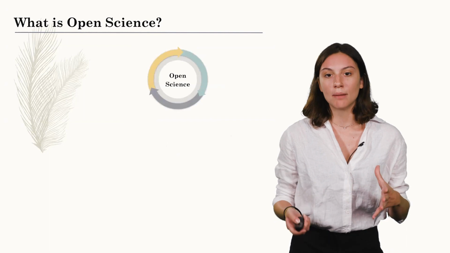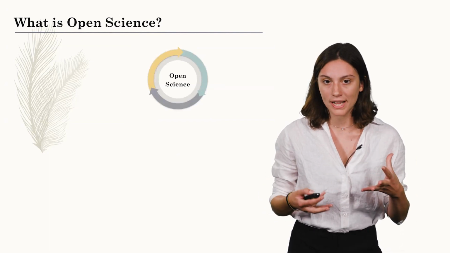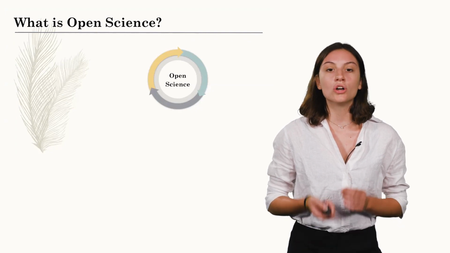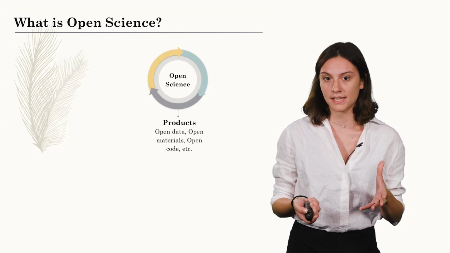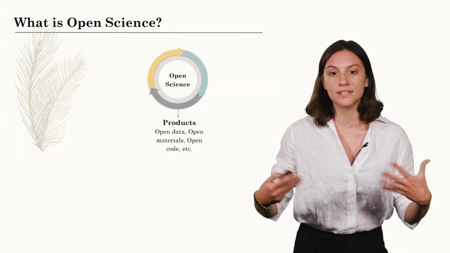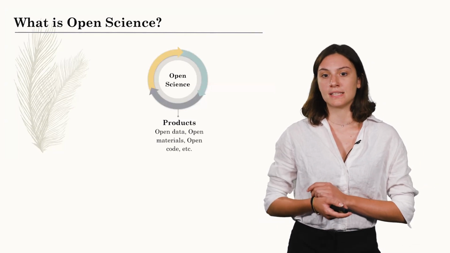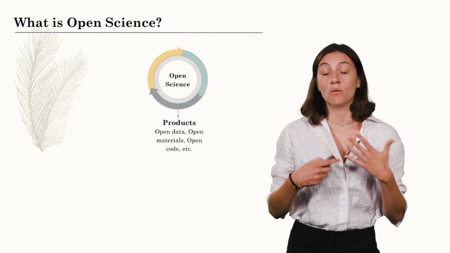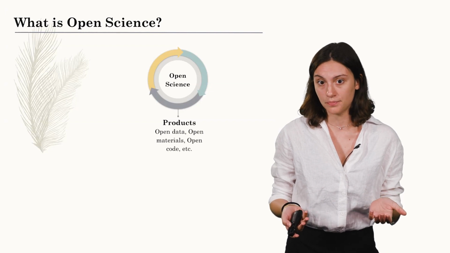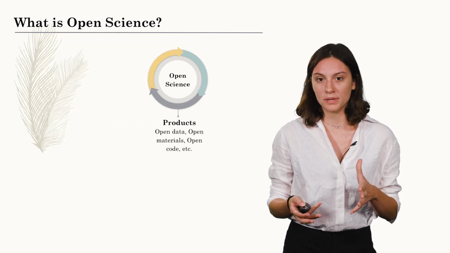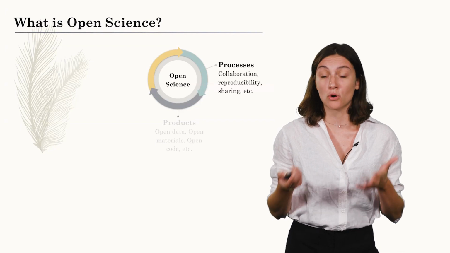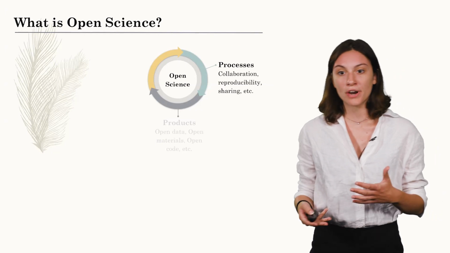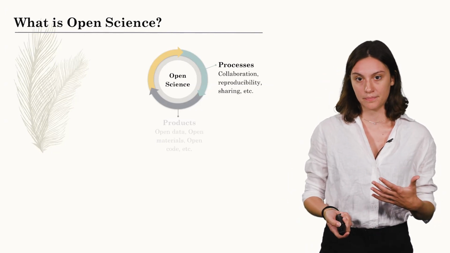One way I like to think about open science and the different components that create open science is to think of three different blocks. On the one hand, we have the products of open science. So what does open science lead to? And these products are things like open data, open materials, open code. And this is probably what most of you are familiar with. Aside from the products of open science, we also have the processes that lead to these products. And these processes are things like collaboration, reproducibility, and sharing.